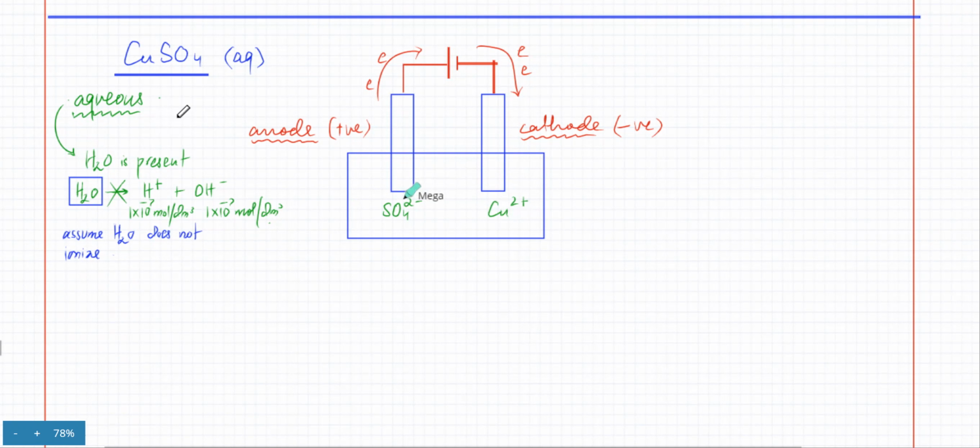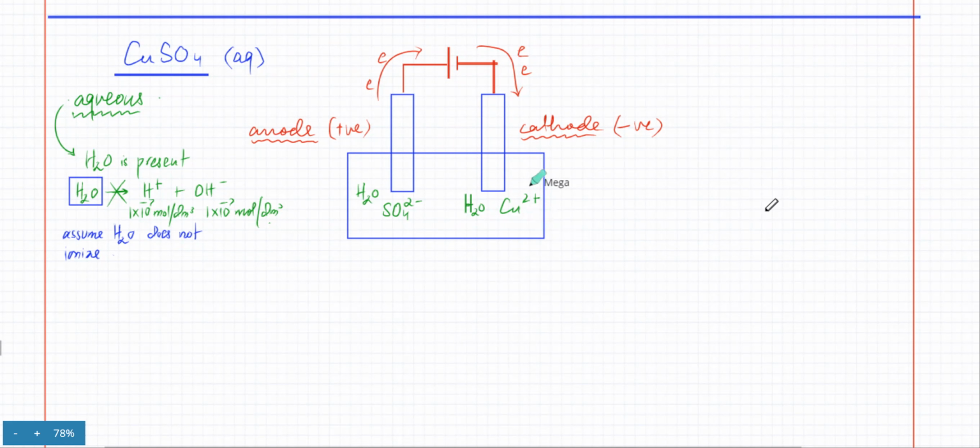So that means water would be present at the cathode because it's neutral. So water molecules are going to be present at the cathode, and they would also be present at the anode. They're going to be at both places at the same time because they're neutral. And because the whole solution is aqueous, they are everywhere in the solution.